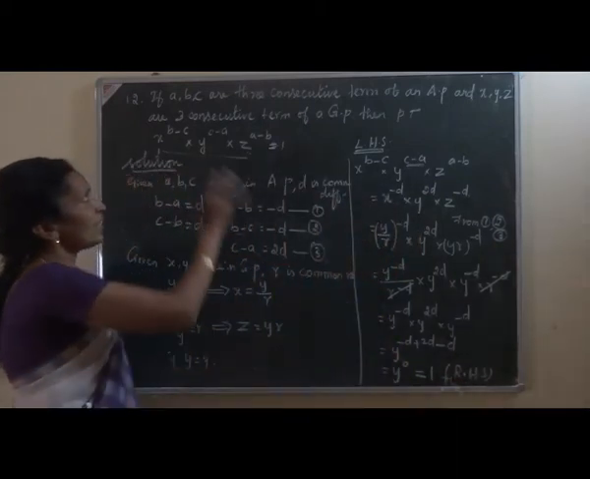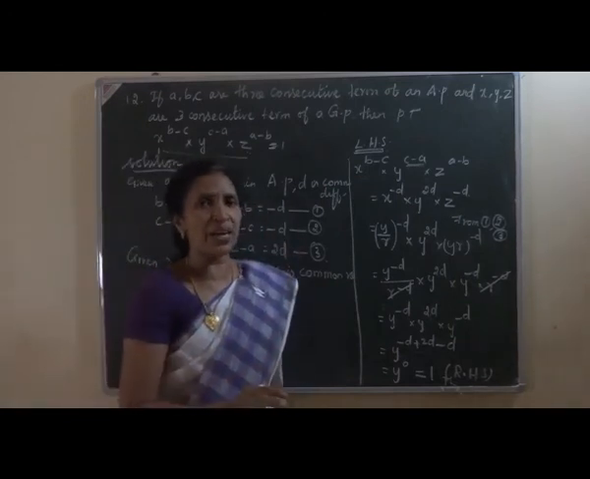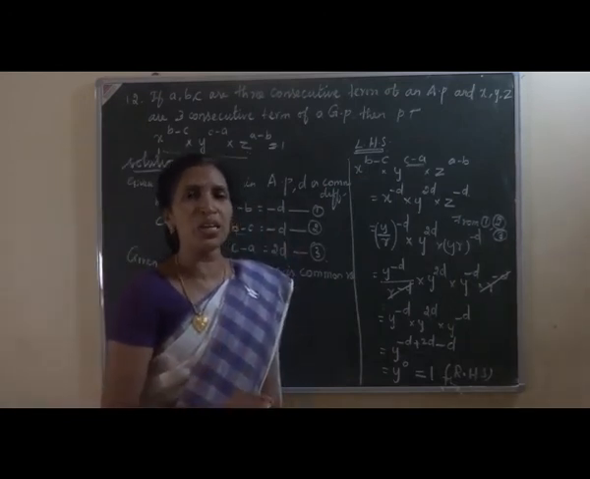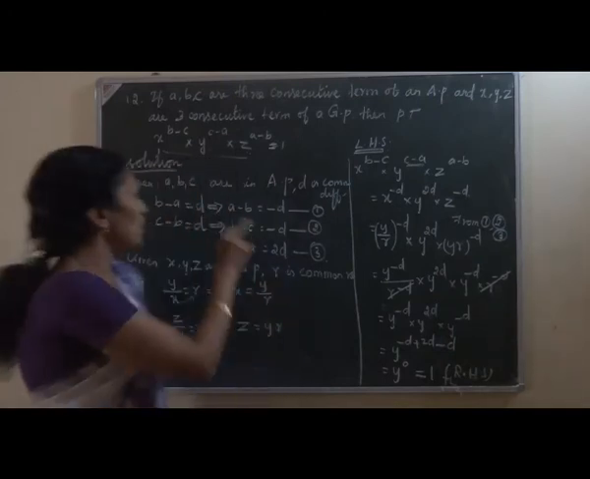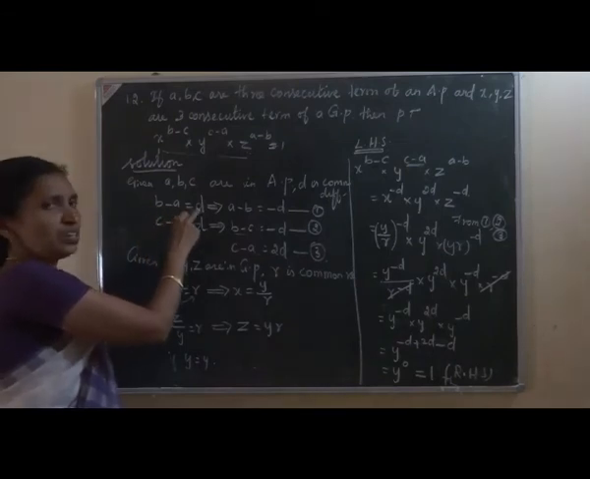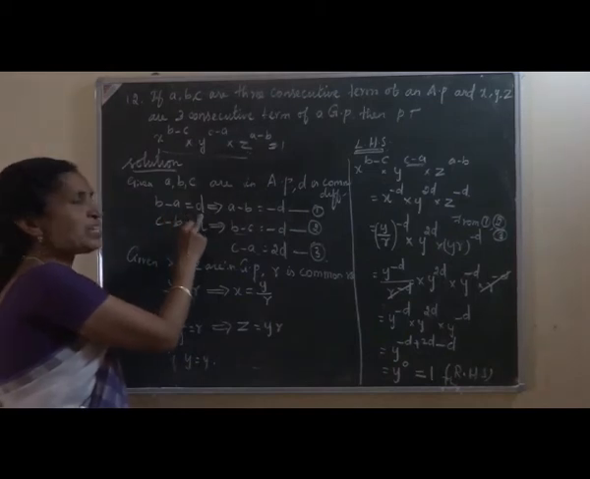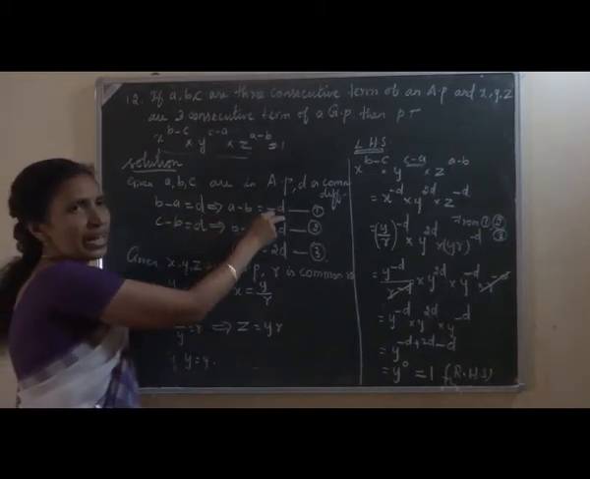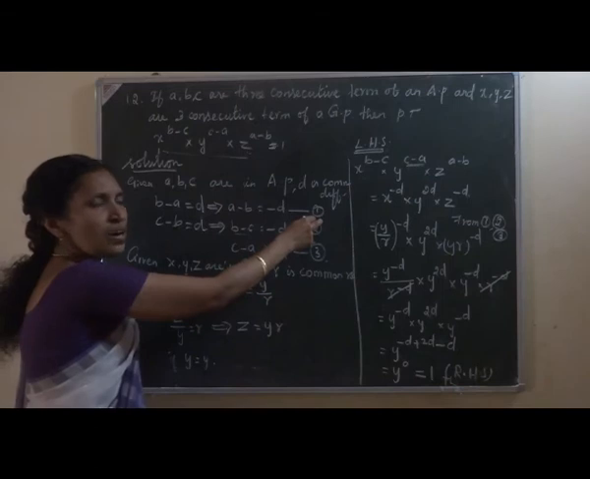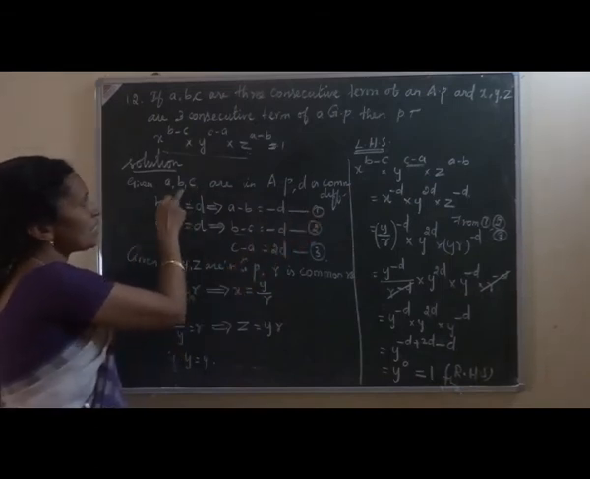Nothing. They gave that a, b, c are in arithmetic progression. Arithmetic progression means there is a common difference. So b minus a, second term minus first term, equals d. We consider b minus a equal to d, which means a minus b is minus d. That is equation 1.